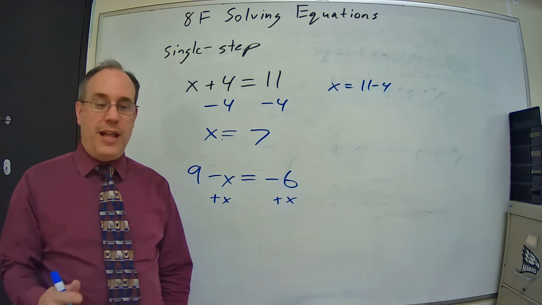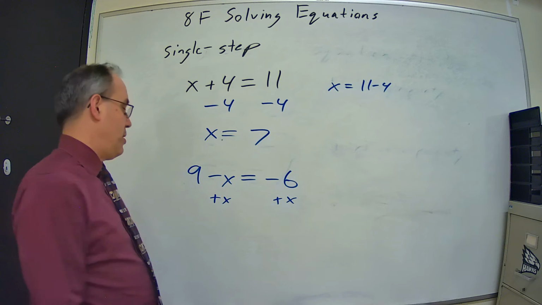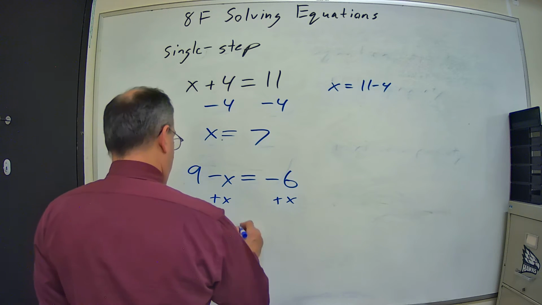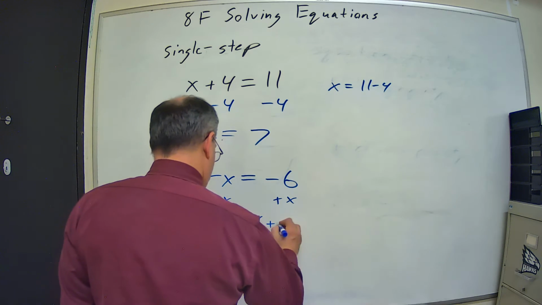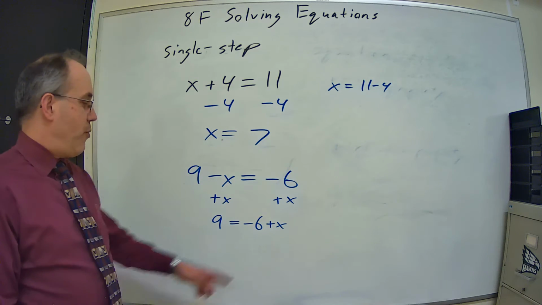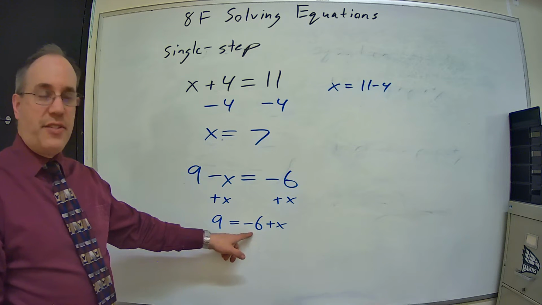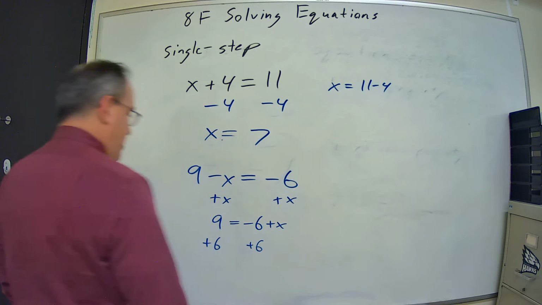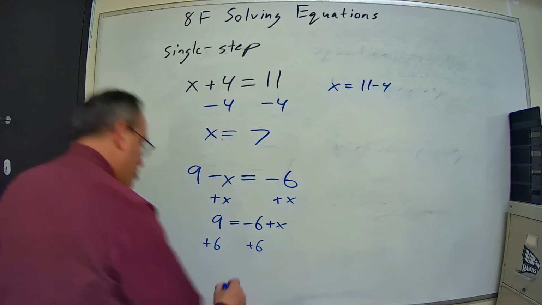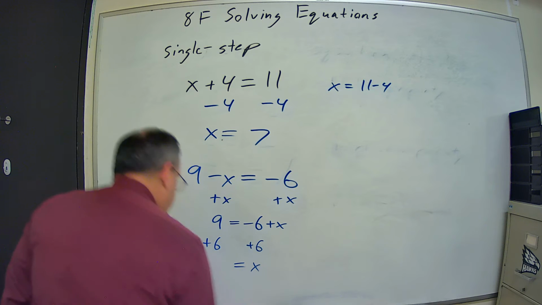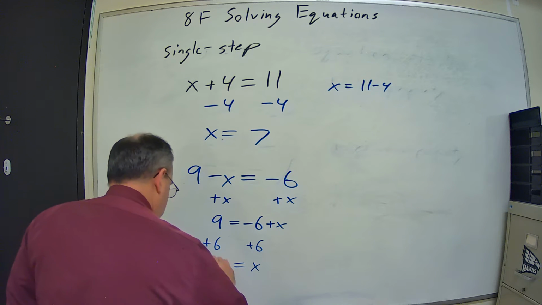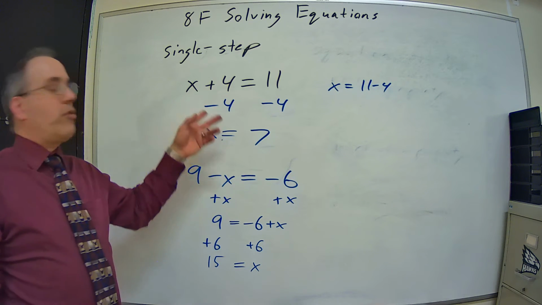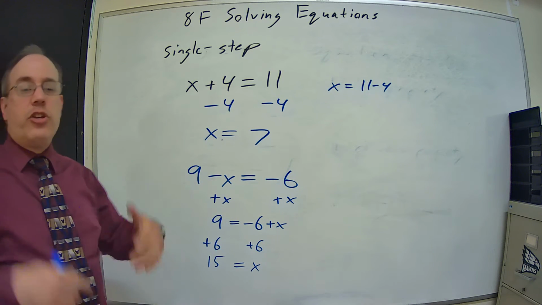This could actually be classified as a two-step, because I do this. So minus x plus x gives me 9, equal to negative 6 plus x. Now I want to get x by itself. Well, if I add 6 to both sides, plus 6 plus 6, minus 6 plus 6 is 0, so I have x is equal to 9 plus 6, or 15.